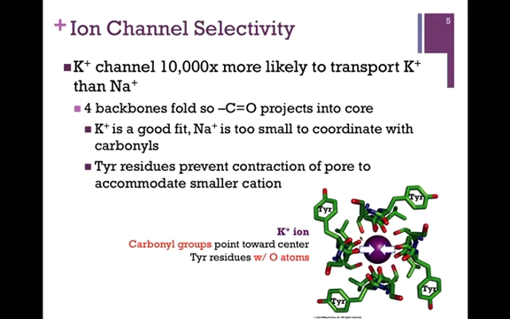Here's where these tyrosine residues, and they've been labeled here, come into play. They're bulky, and they prevent the contraction of the pore to accommodate the smaller cation. It's as if I have my hands positioned perfectly, so if you throw me a nice big beach ball, I can catch it well. If, however, you throw me a baseball, I'm going to have to move my hands so that I can grab that smaller sphere. But in this case, I can't move my arms because of those tyrosine residues. And that's why it's so selective for potassium and 10,000 times more likely to transport that than sodium.